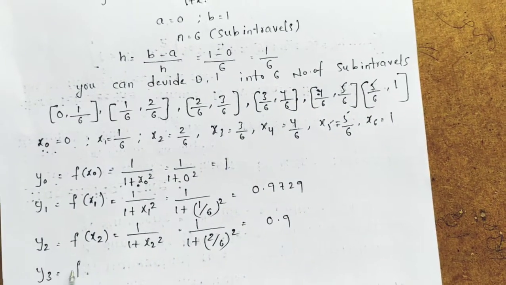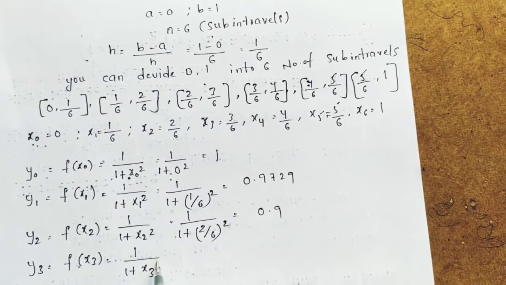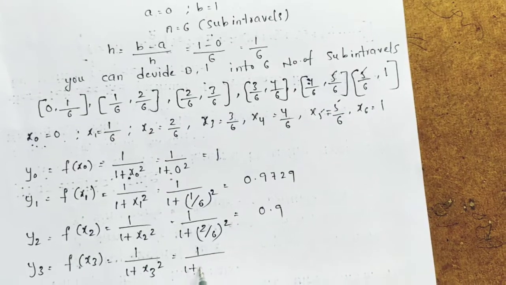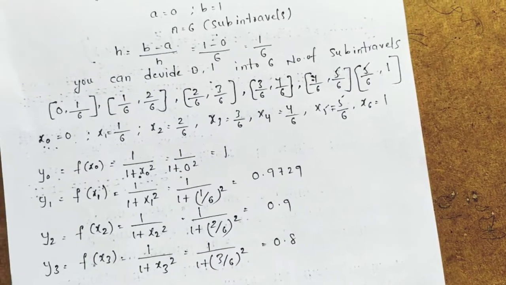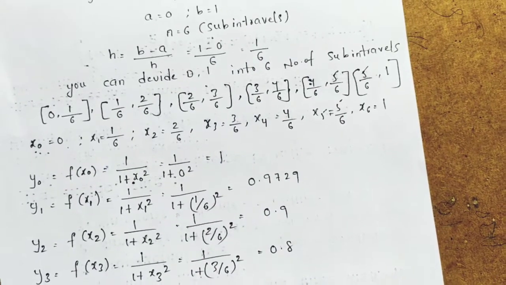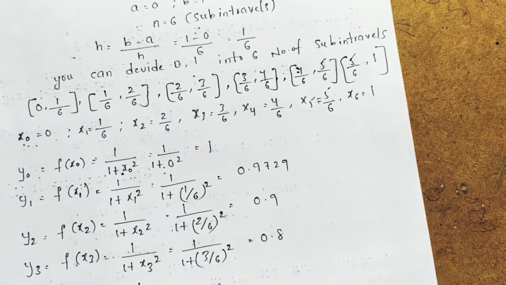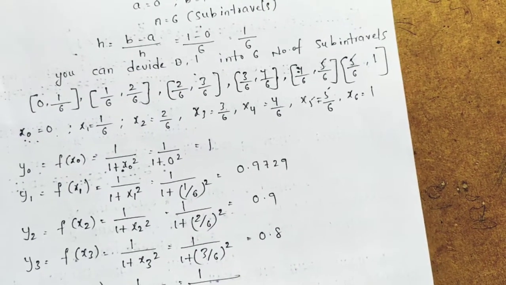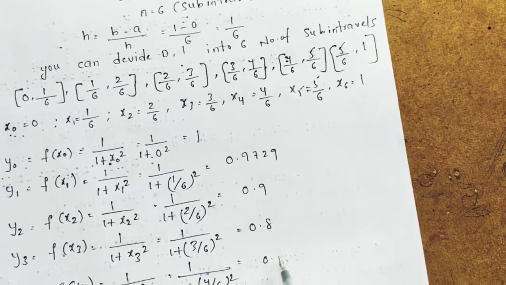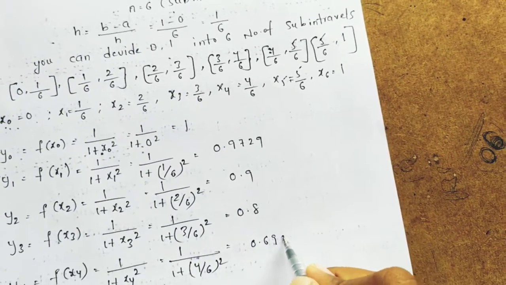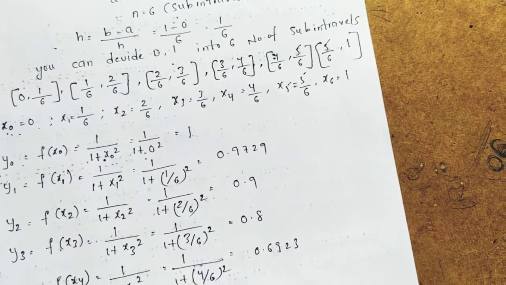Similarly find out the y3, 1 by 1 plus x3 square, that means 3 by 6 square. Here the value is 0.8. And find out the value y4, f of x4 equals 1 by 1 plus x4 square. Here 1 by 1 plus 4 by 6 square. Here the value is 0.6923.